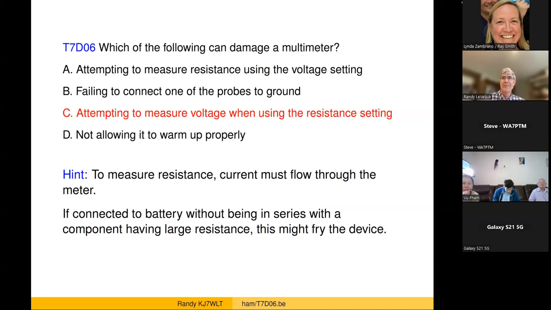So you don't want the current running through the multimeter if you're trying to measure a large voltage, for example. But if you have it set on the resistance setting, then it allows the current to go through the multimeter because it thinks you're trying to measure the current, and that can fry the device if what you hooked it up to has too large a voltage for the amp settings on your multimeter. I don't know if that was clear. Questions about that or anything else?